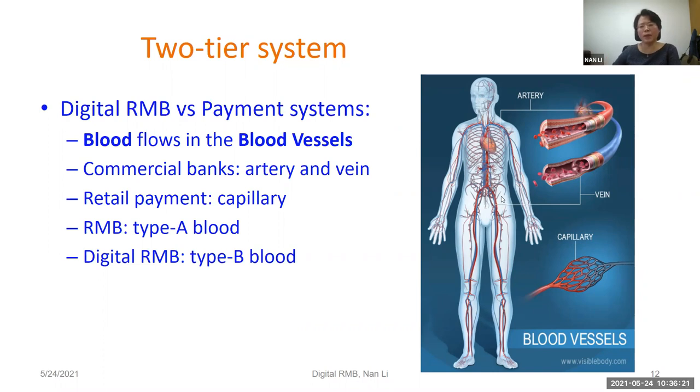Whether blood can circulate very efficiently in the body does not depend on whether it is type A blood or type B blood. It depends on whether our vessels are clean and clear for the blood to circulate. So this is the third feature of the digital RMB. It will be supplied in the system through this two-tier system, where our commercial banks and the third-party payment system are part of the supporting system.